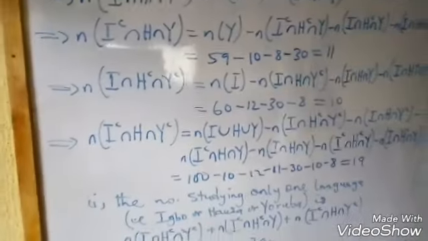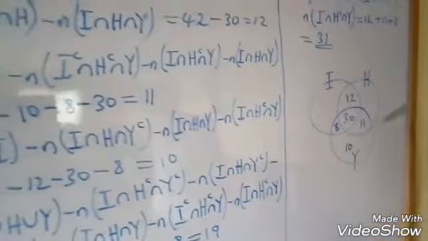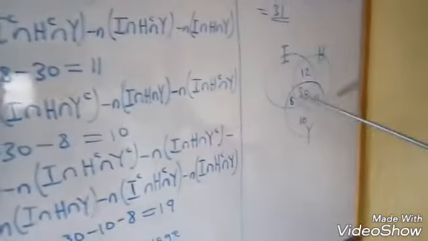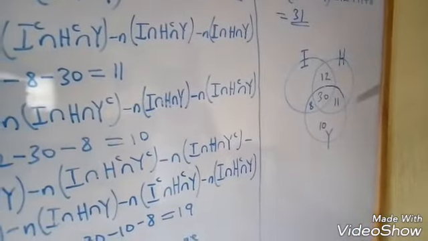The next one is I only. Since I is given as 60, we say 60 minus this, that, and we get that. And that's what we are writing there.